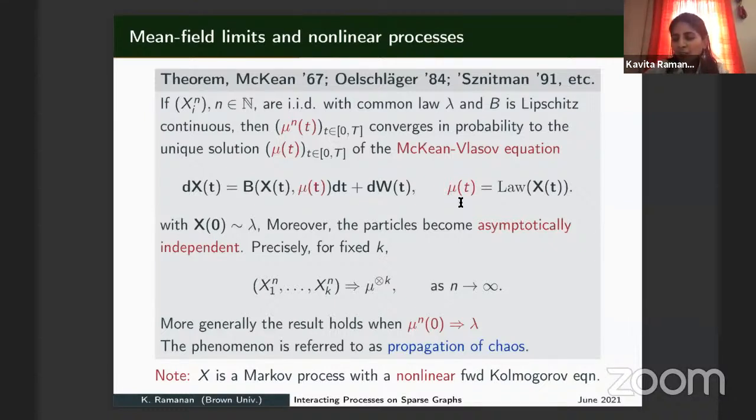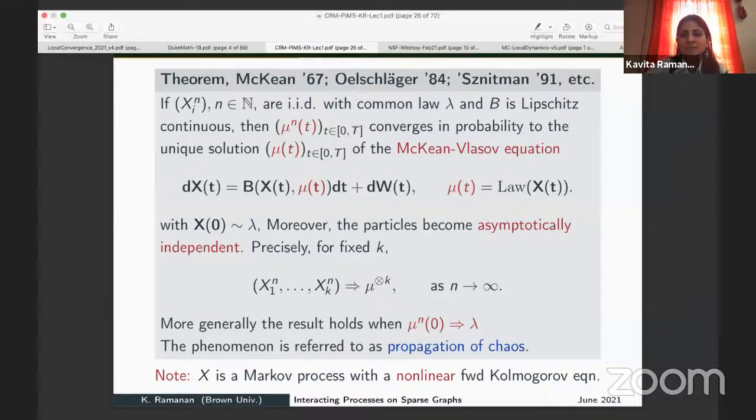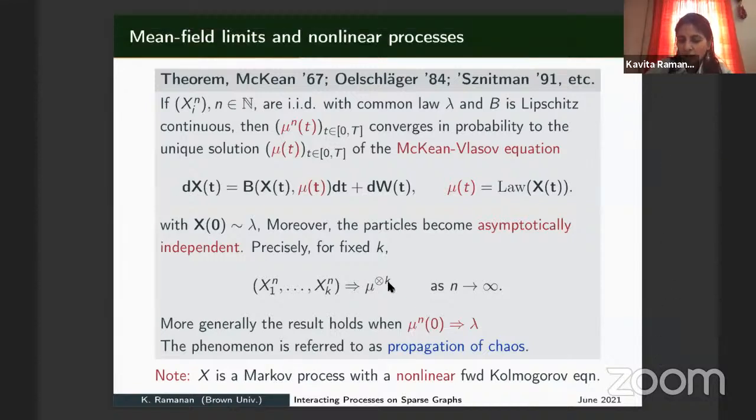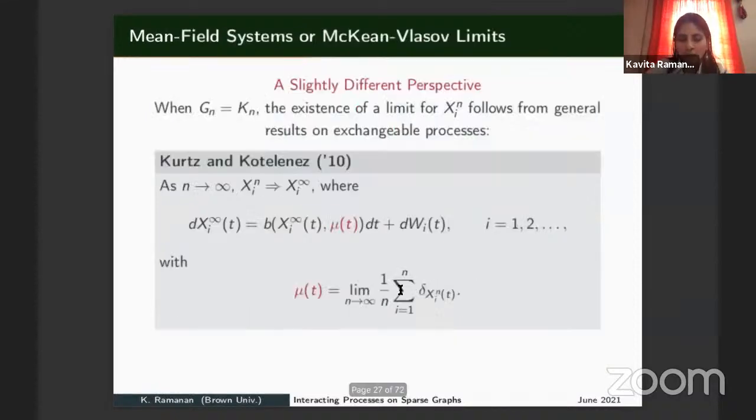I apologize to those who know mean field limits really well, but I'm just reviewing it for everybody. This is well known and, like I said, known in much greater generality, but this may be addressing a little bit of Zoe's question.